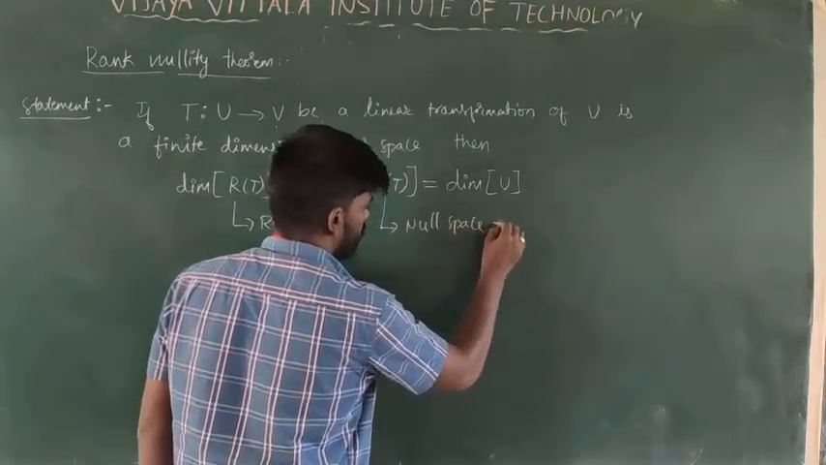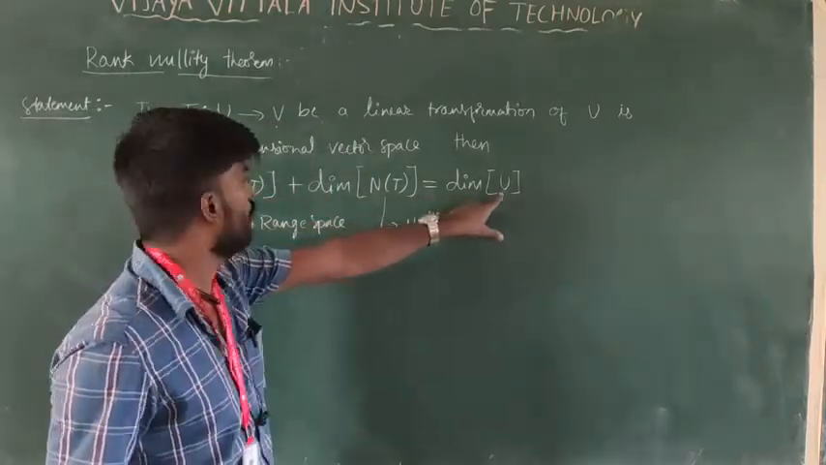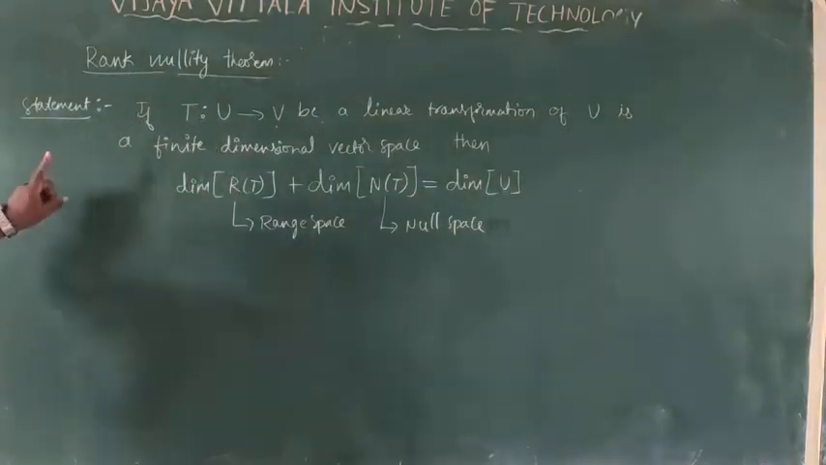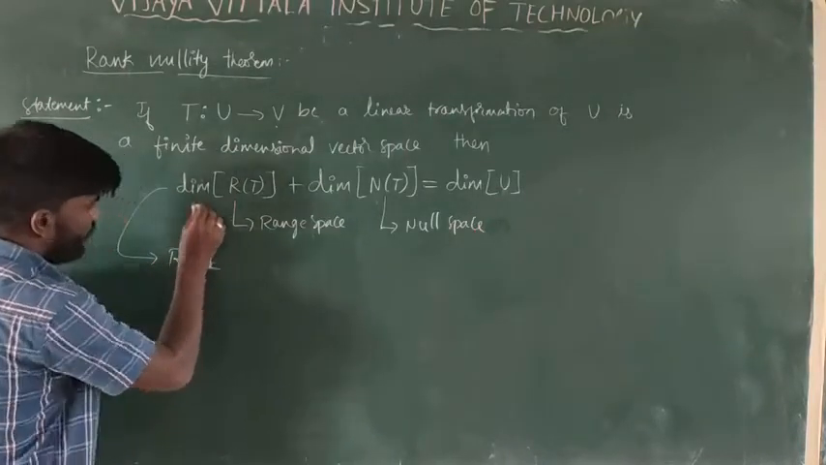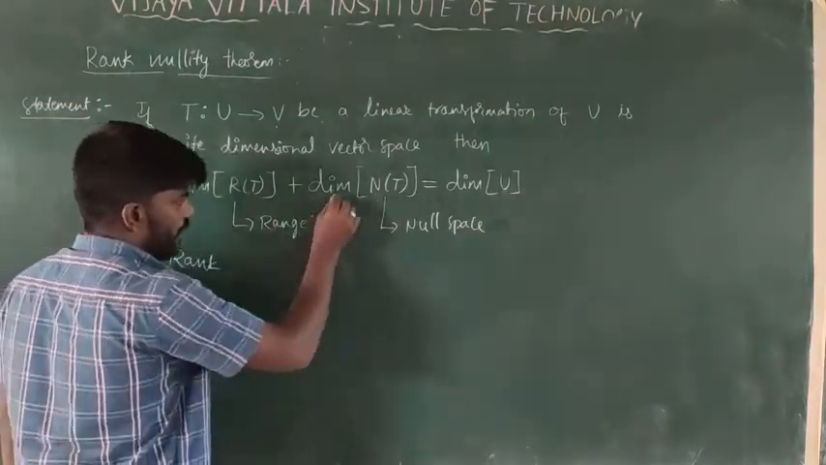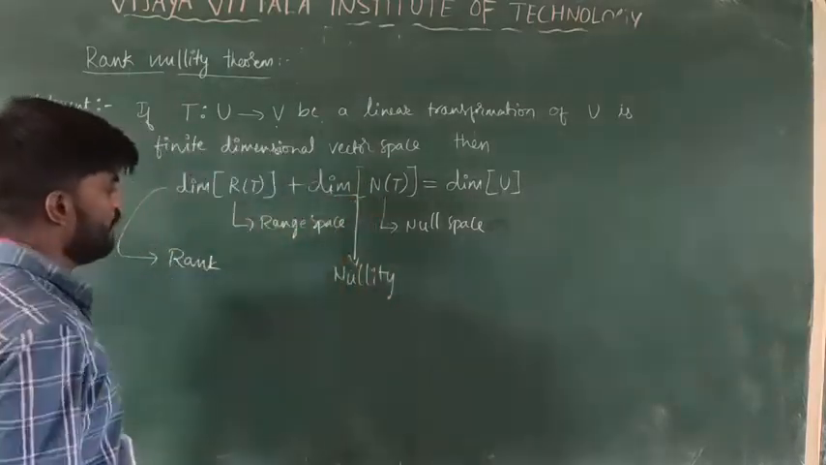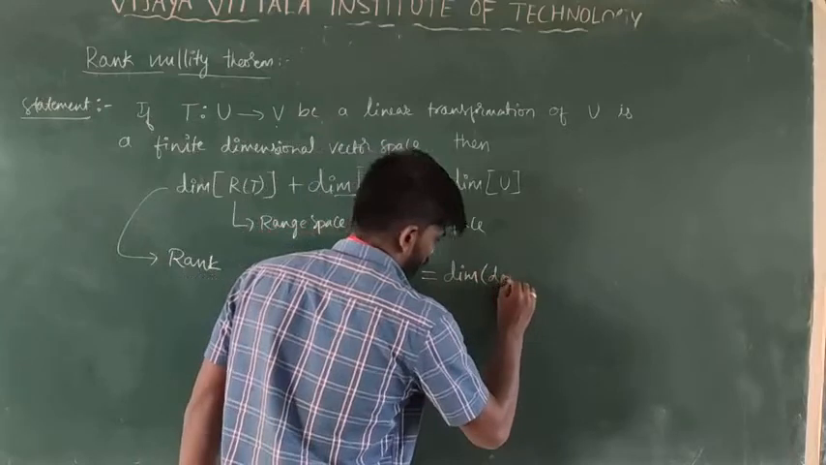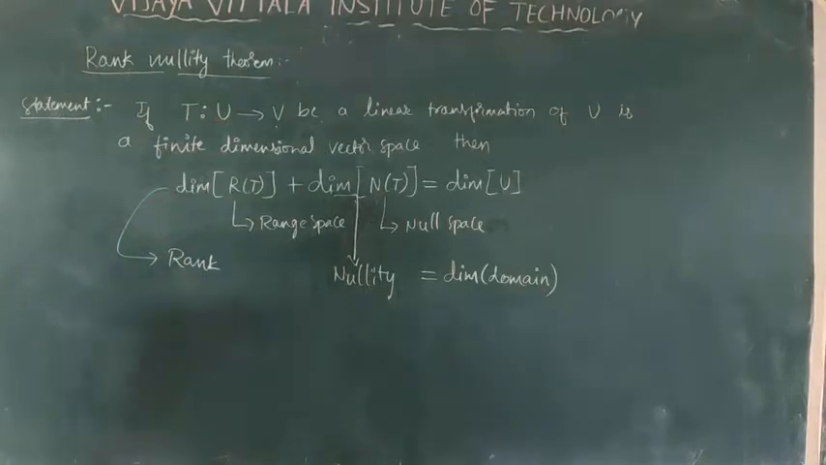is equal to dimension of U. U is the domain here. This is the statement of the rank nullity theorem, which is also stated as: rank, which is nothing but the dimension of range space, and dimension of null space, which is nothing but nullity, together equal the dimension of the domain. Here the domain is U, a finite dimensional vector space.